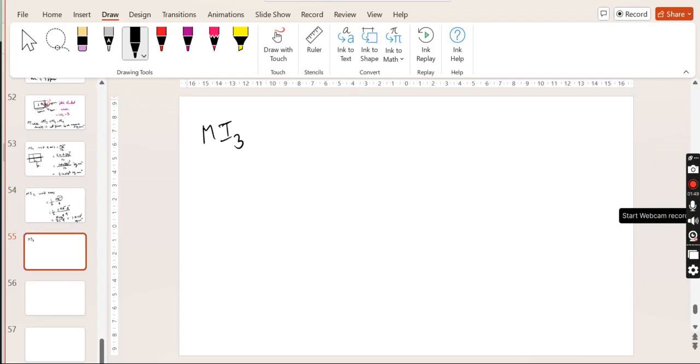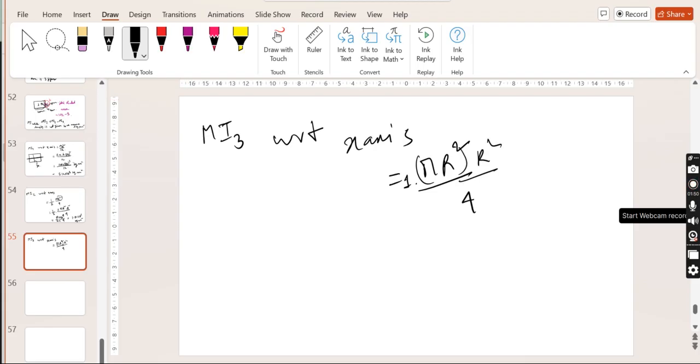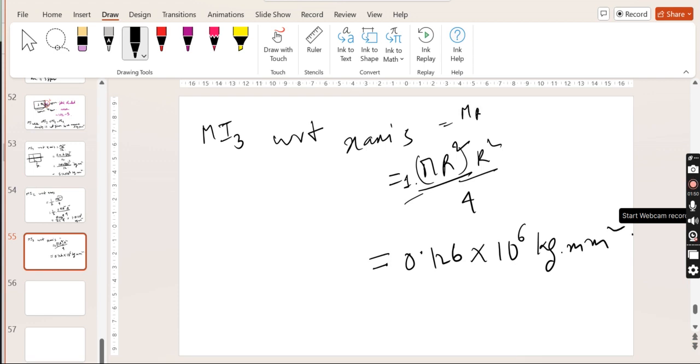The moment of inertia of the third shape is I3. That is a circular plate also, because not only the circumference, the whole area is removed. So that will be pi r square into r square by 4, with density 1. So that will be 0.126 into 10 to the power 6 kg millimeter square.